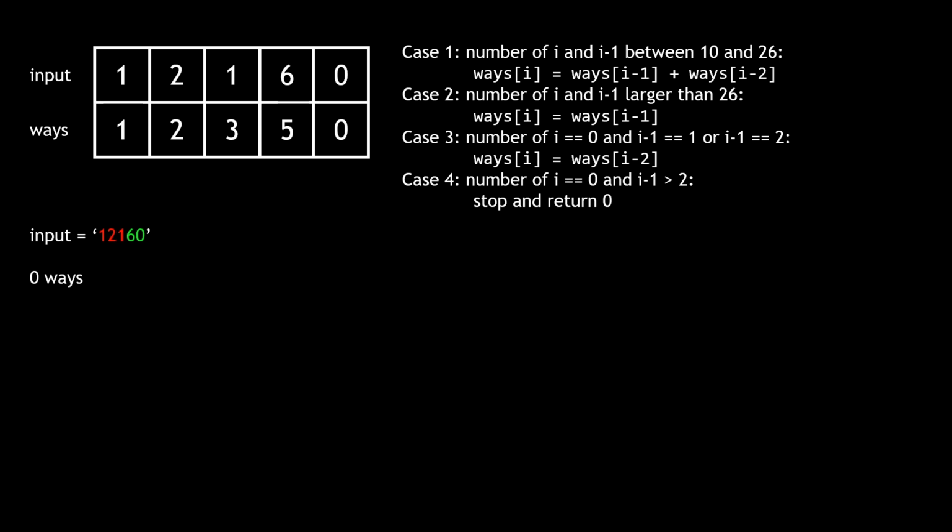The other case with 0 is that we can't combine it to form a 10 or a 20. And in this case, we can't use the 0 by itself, so there's actually 0 ways of decoding this string. In our algorithm, if we encounter this case, we're going to return 0. Now that we've defined our 4 cases, we should be able to form the recursive top-down solution and the dynamic programming bottom-up solution. Let's start with the brute force recursive solution.